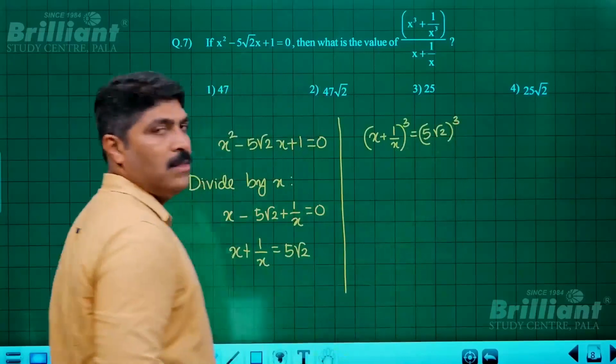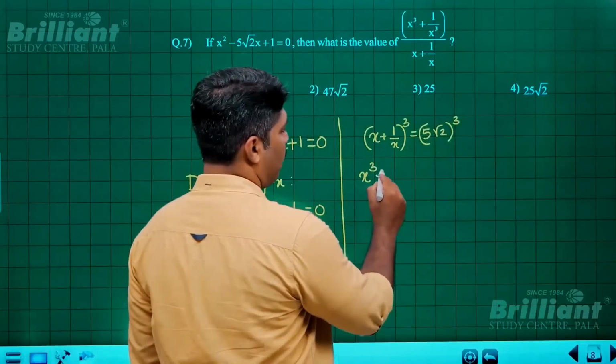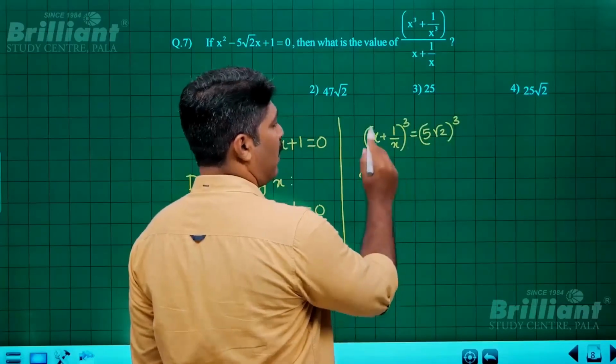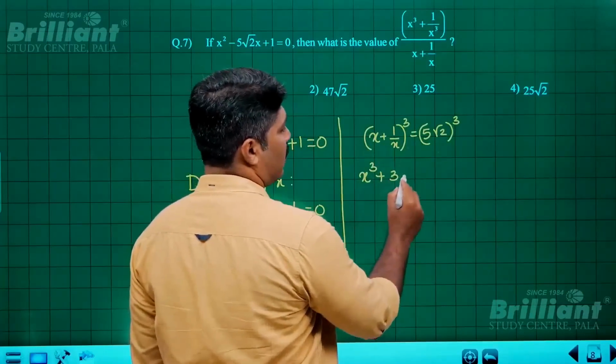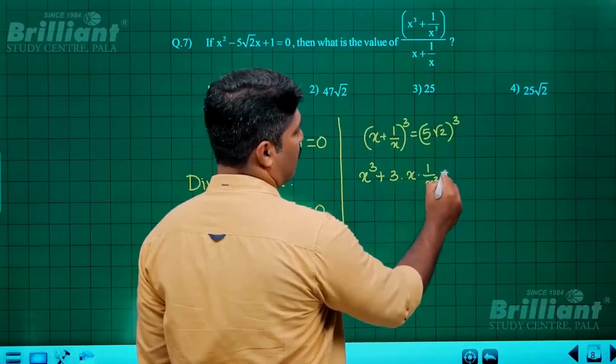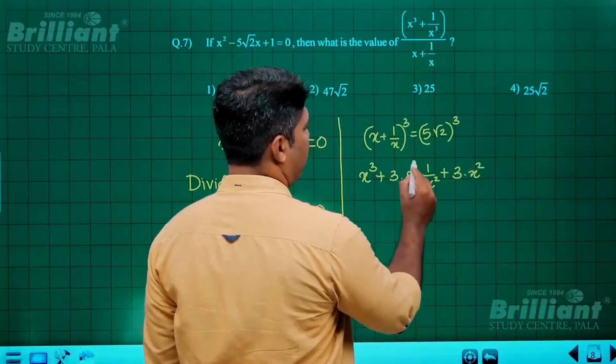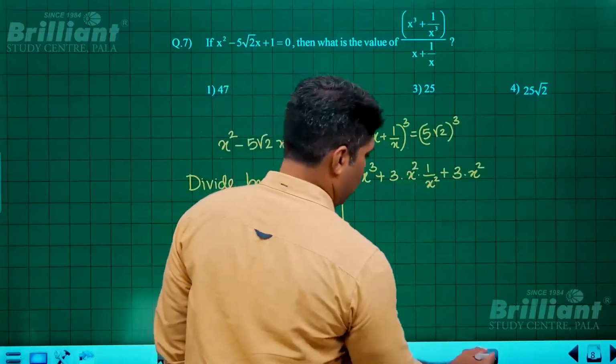Got it? So this is equal to x cube plus 3ab square, that is 3 into x square, and 3a square b, so this is 3x square b, this value.